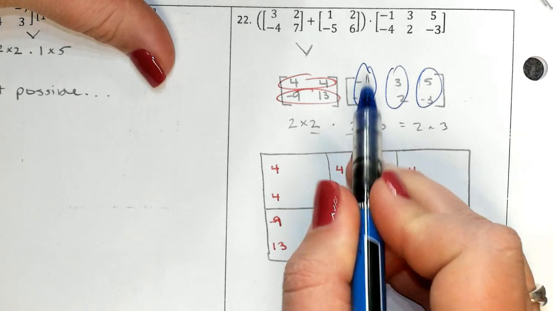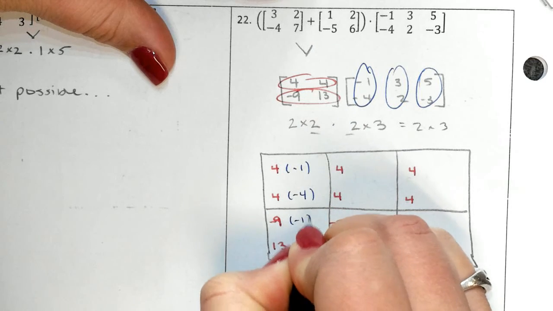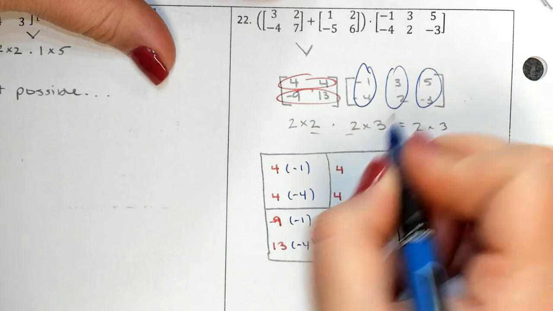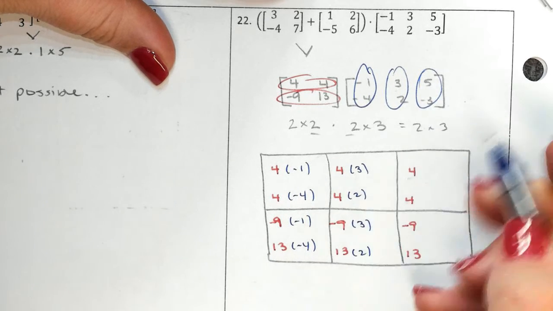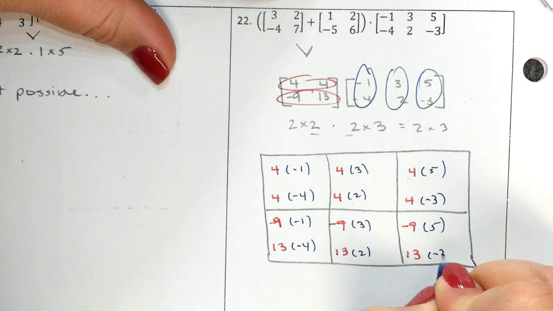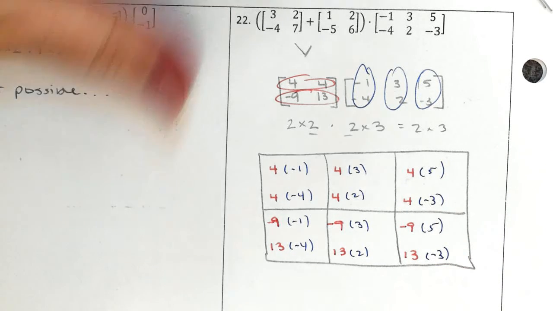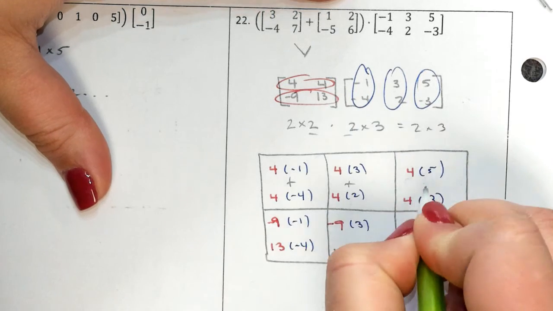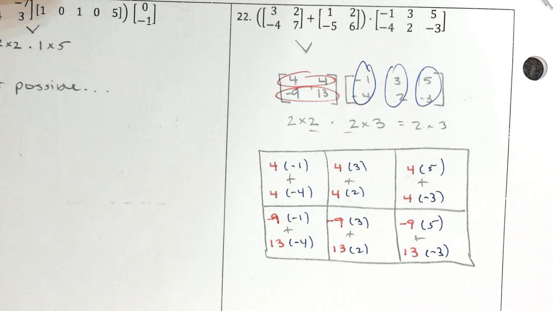This first column, I have -1 and -4. Middle is 3 and 2. Last is 5 and -3. I'm adding up each of those pairs. Then I can go to calculator work here.